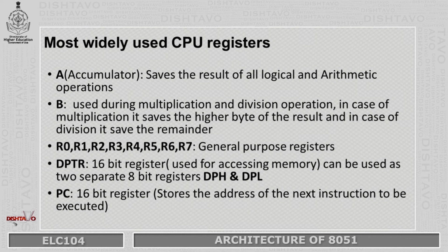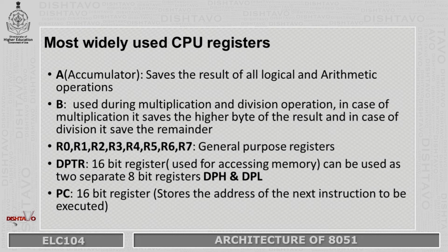Some of the important CPU registers of microcontroller 8051 are the accumulator A. A stands for accumulator, and it saves the result of all the logical and arithmetic operations. B is another important register which is used in multiplication and division operations. In case of multiplication, it saves the higher byte of the result, and in case of division, it saves the remainder.